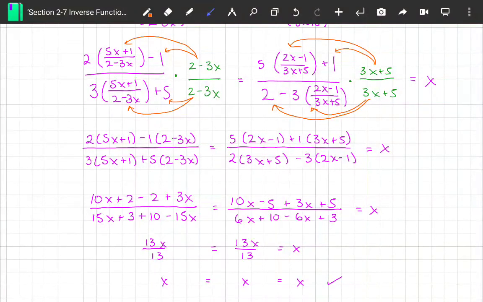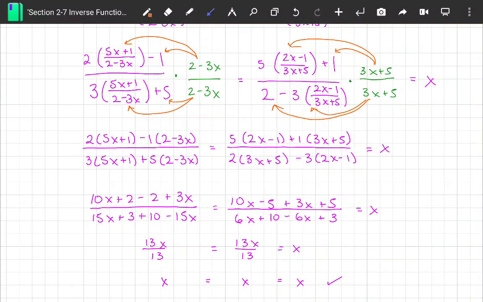So I distributed, I got this. I distributed here, I got this. When I combine my like terms, now things start happening. The 2's cancel out, and 10x plus 3x is 13x. Down on the bottom, the 15x's cancel out, 3 plus 10 is 13, and sure enough, that's going to be x. We have some stuff similar here. The 5's cancel out, and the 6x's cancel out. So we're left with 13x over 13, and sure enough, x equals x equals x.